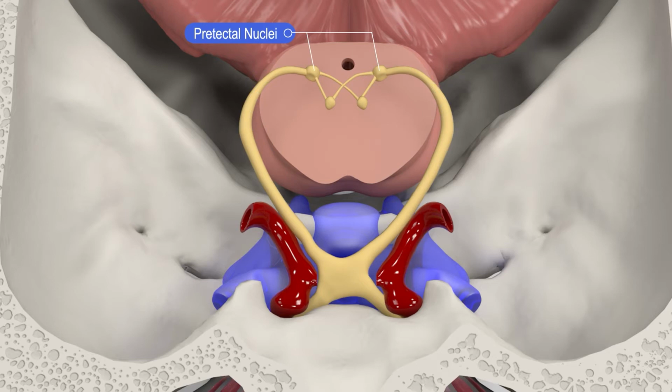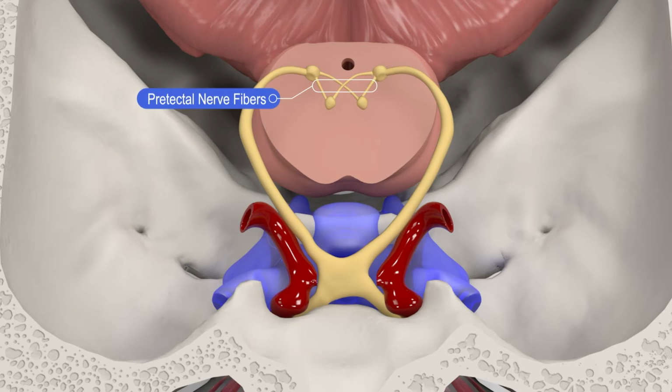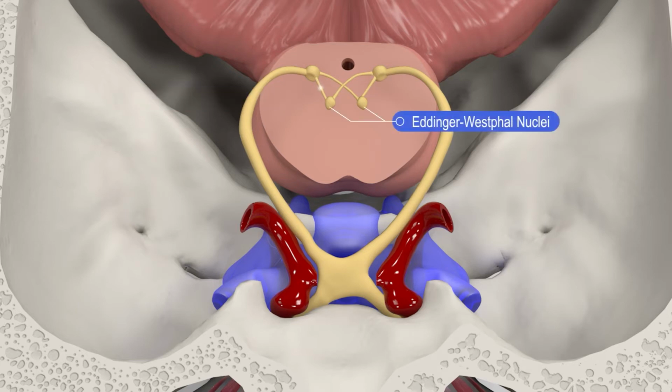The pretectal neurons, the second neurons of the pupillary light reflex, emerge from the right and left pretectal nuclei. From each pretectal nucleus run two pretectal nerve fibers, one to the ipsilateral Edinger-Westphal nucleus, and the other decussating to the contralateral Edinger-Westphal nucleus where they synapse. This bilaterally stimulates both sides of the Edinger-Westphal nuclei even though only one eye received light stimuli.